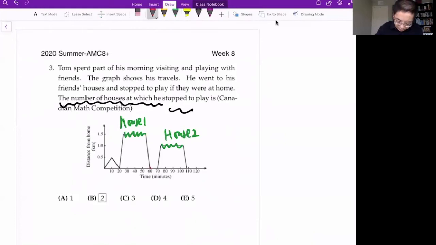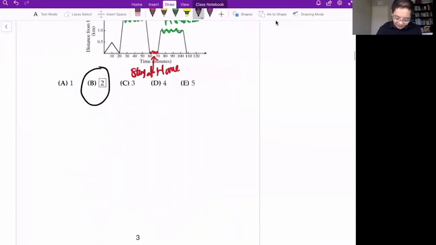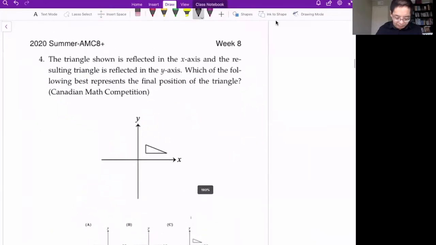Now, if you look at this one, that's another flat piece. But for this piece, because the distance is 0, it just means after he has visited house 1, he went back home and stayed, and let's say took a rest for a while. So he stayed at home, right? So if you combine all this information together, we get the total number of houses that he has stopped to play is 2. Just these 2 flat pieces. All right. Okay.